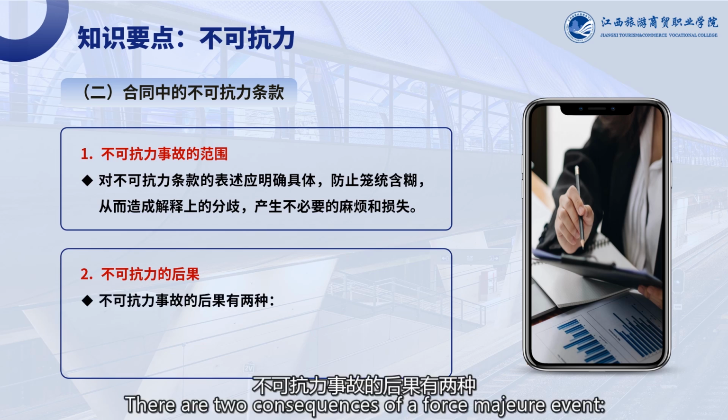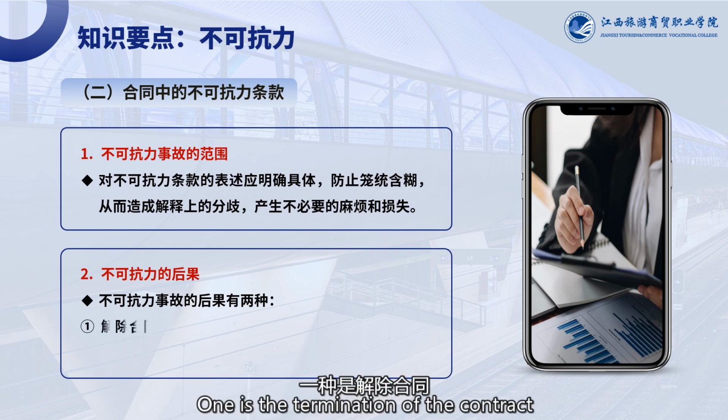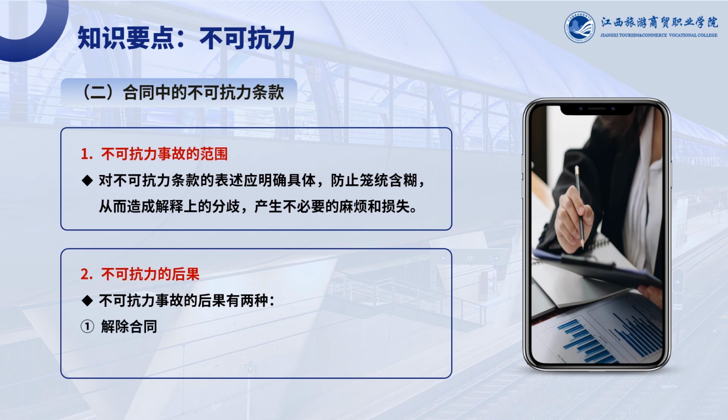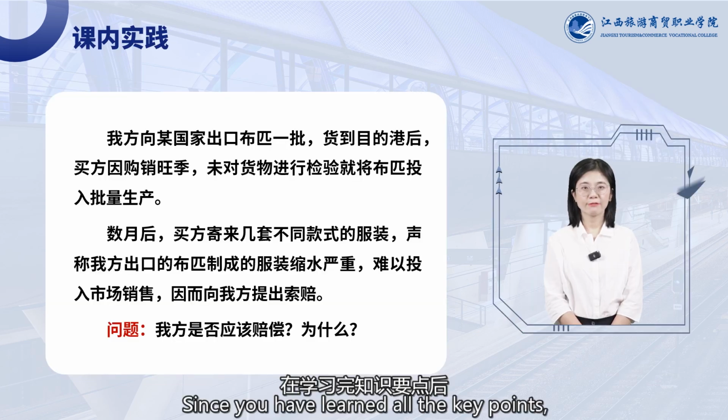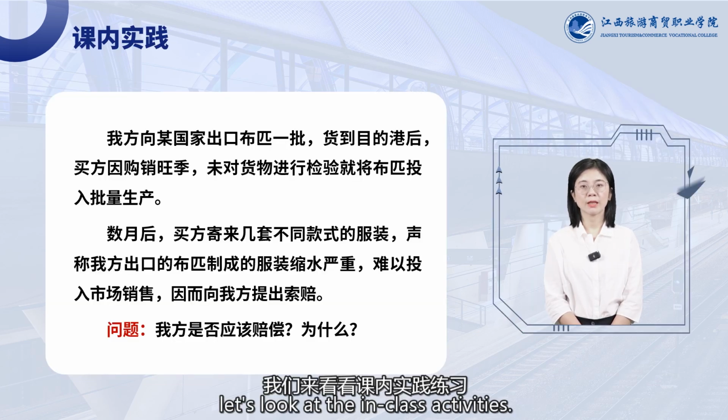There are two consequences of a force majeure event. One is the termination of the contract. The other is postponement of execution of the contract. Since you have learned all the key points, let's look at the in-class activities.